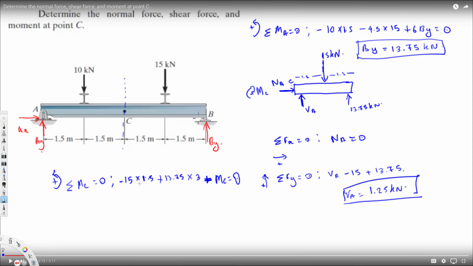If I find the value, I will get MC equal to negative 18.75. So from this I can say MC is acting clockwise, because the answer is negative. The unit is going to be kilonewton meter, and we can write that MC is 18.75 kilonewton meter clockwise. So this is my final answer.